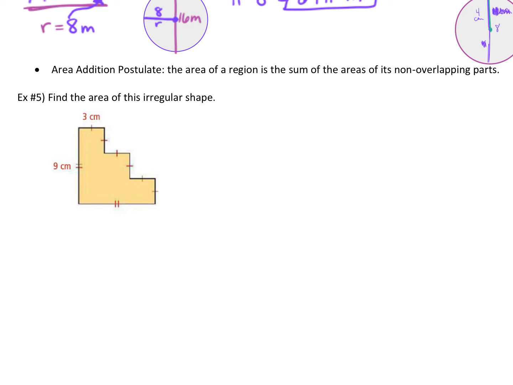There are wrong ways, but there's lots of right ways too. Draw lines where you would split it. What would you split this into? Would you split it into 3 rectangles horizontally, 3 rectangles vertically? Would you split it into all squares? Okay, rectangles and squares.